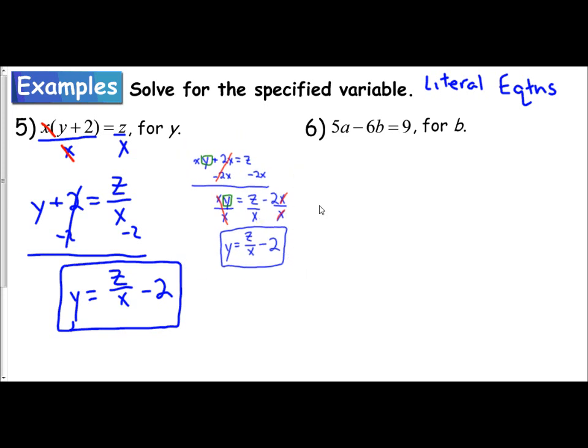If we look at the next example, 5a minus 6b equals 9, we want to solve for b. This one you can relate to the idea of slope-intercept form. You have two variables, you want to solve for one. It's set up very similar to standard form for a linear equation. So if I want to solve for b, the first thing I'm going to do is subtract 5a from both sides.